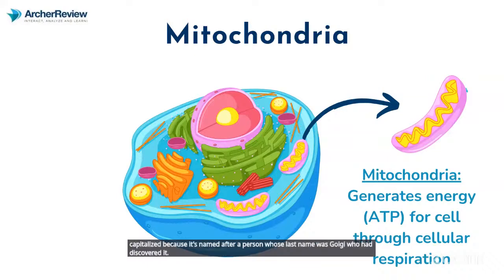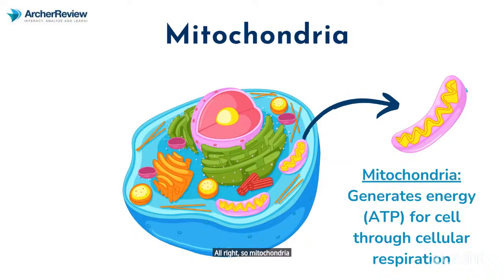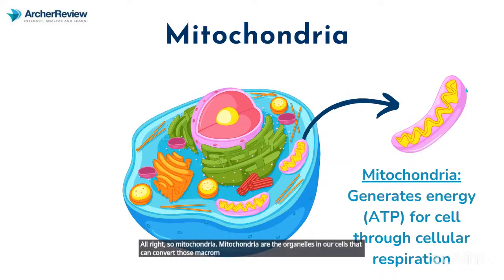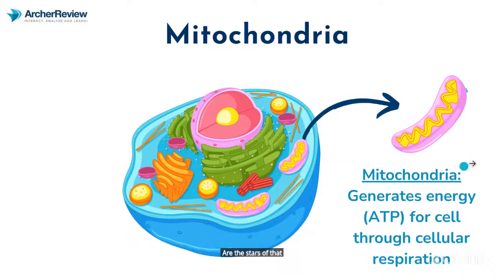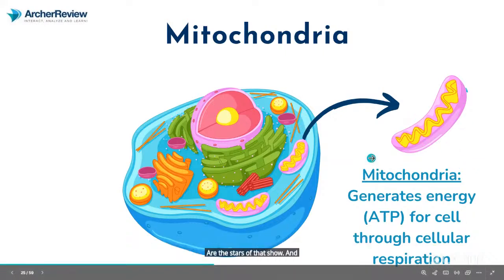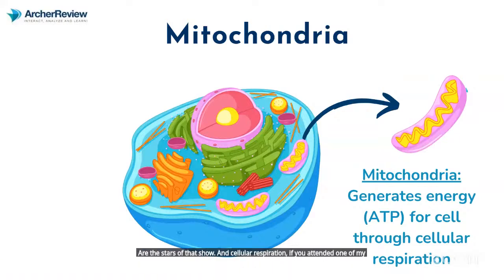All right, so mitochondria. Mitochondria are the organelles in our cells that can convert those macromolecules we talked about earlier into ATP. And remember, ATP is our body's fuel. That is what we need to function. That is what we need to exist. And mitochondria are the stars of that show. And cellular respiration. If you attended one of my last webinars, someone asked for cellular respiration, so I do have a slide on that. So I try.